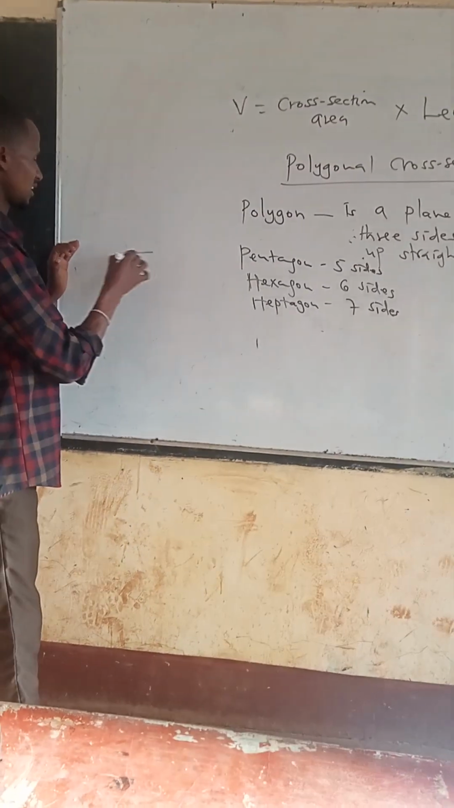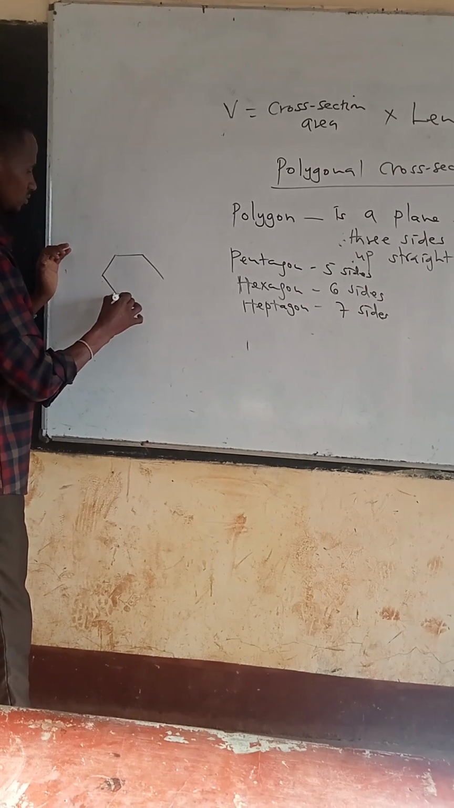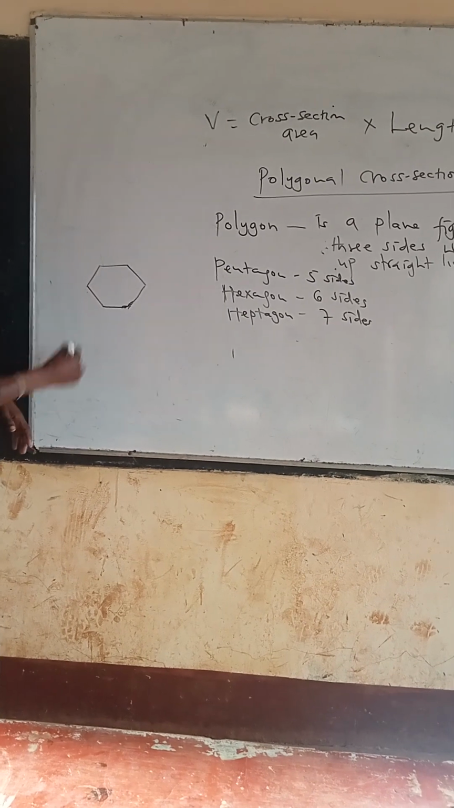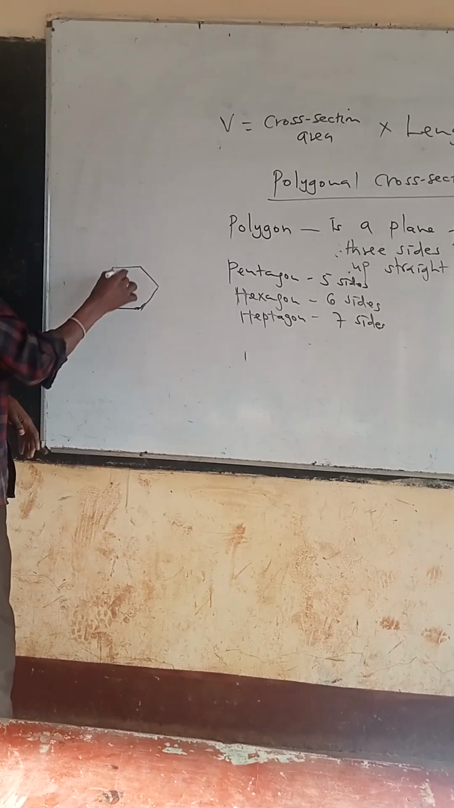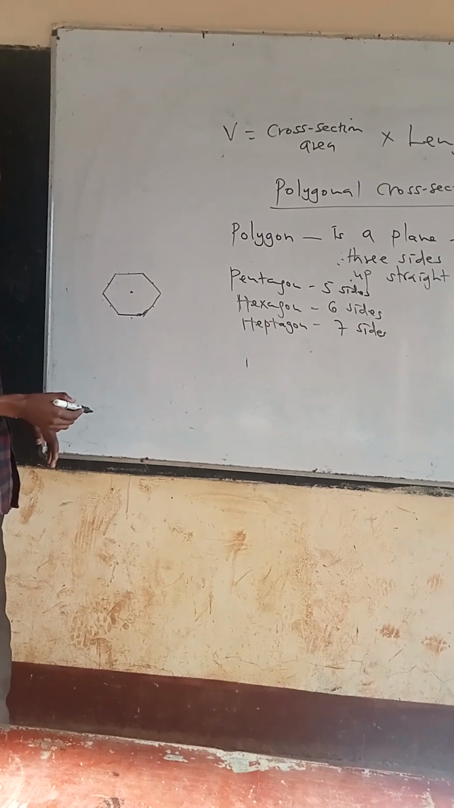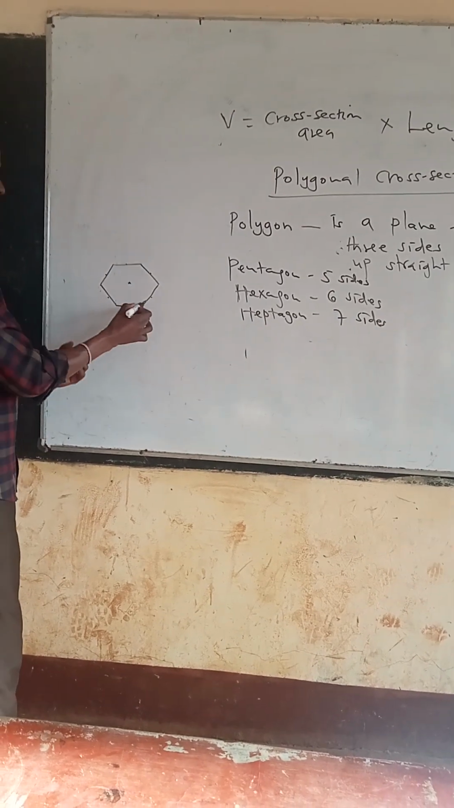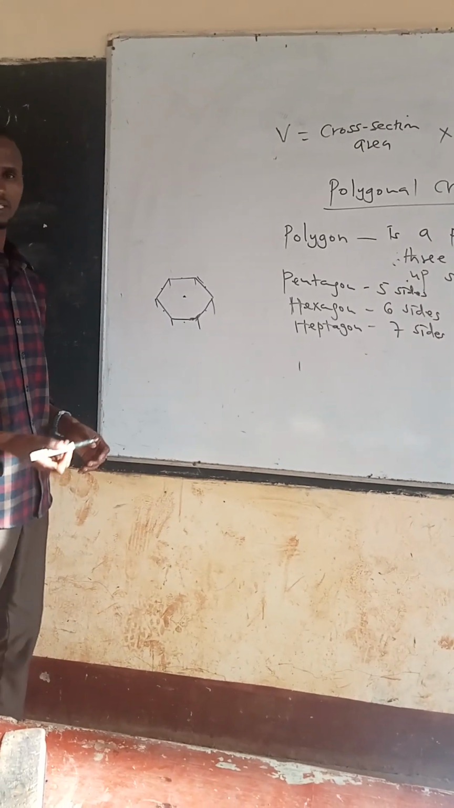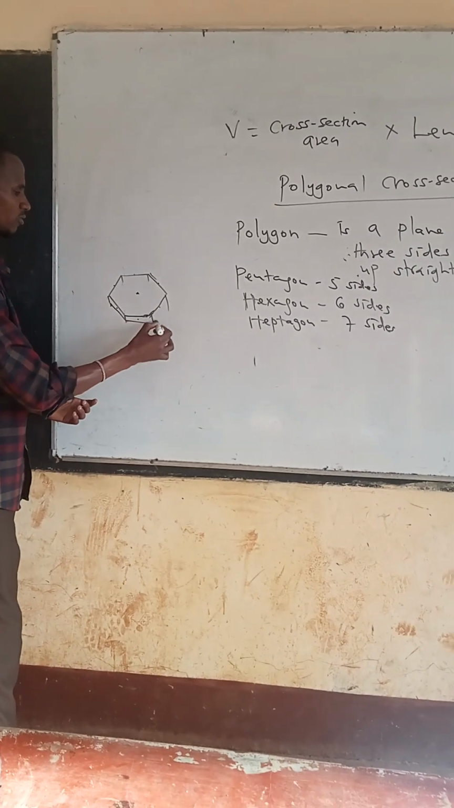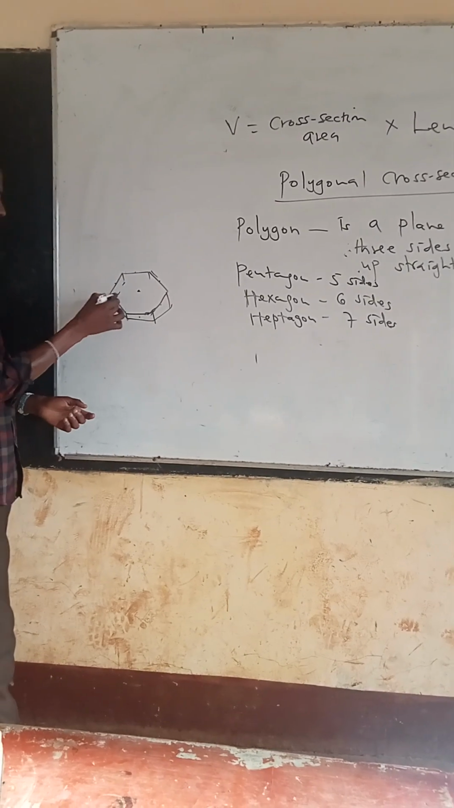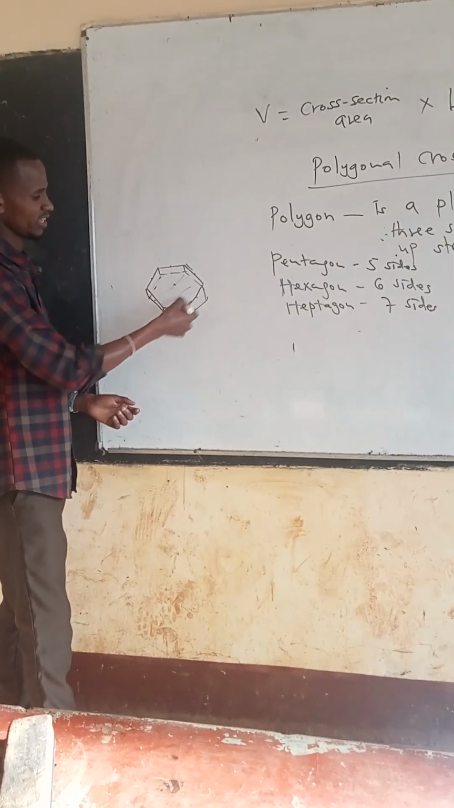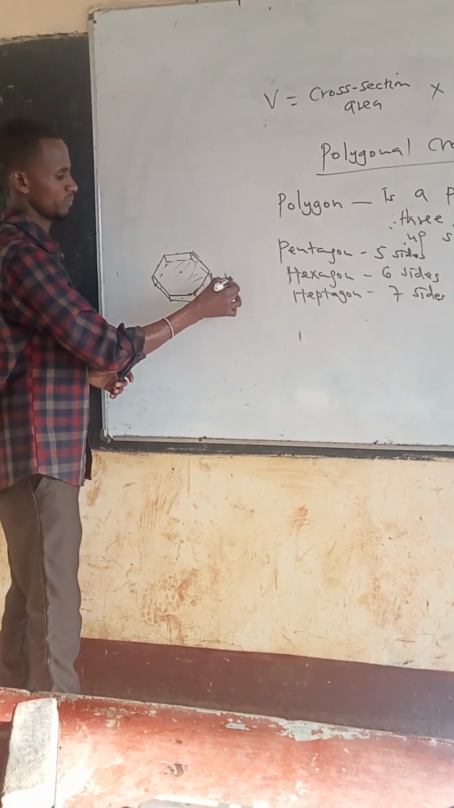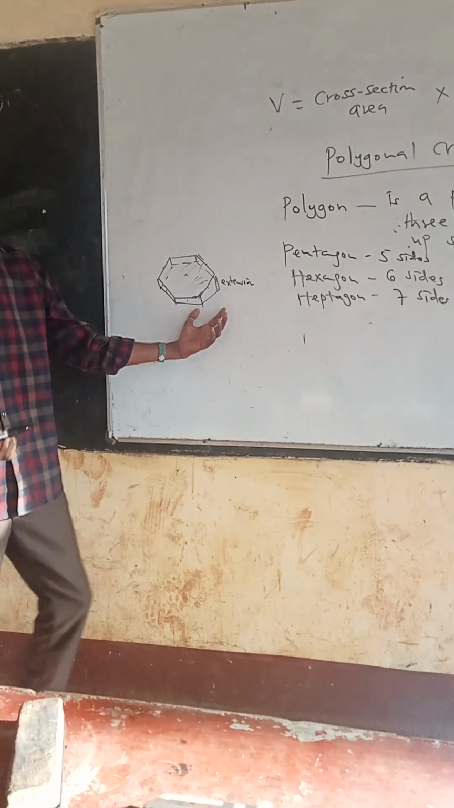For example, you can be given an example like this. So these are polygons with how many sides? 1, 2, 3, 4, 5, 6 sides. So we have to get the area of this, and maybe it has some extension like that. You are told to find the volume of this solid. So we have to look for the cross-section area, which is the polygon, and then we multiply by the extension. This is the extension or the length.